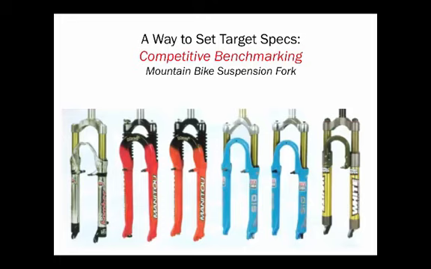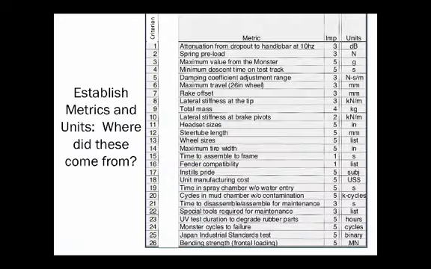This is an example of 6 different shock absorbers for bicycles, mountain bike suspension forks. When these shock absorbers are evaluated by people designing bicycles, and they want to pick out the right shock for the right front fork for the bicycle, they look for lots of different metrics, lots of different measurements. Here are some of them. There are 26 of them on this list, including attenuation from dropout to handlebar at 10 hertz.